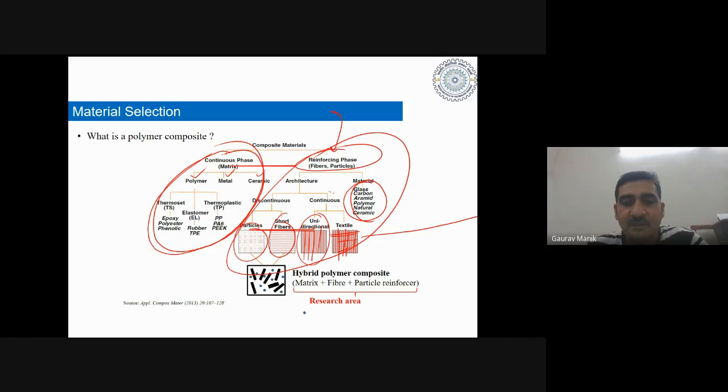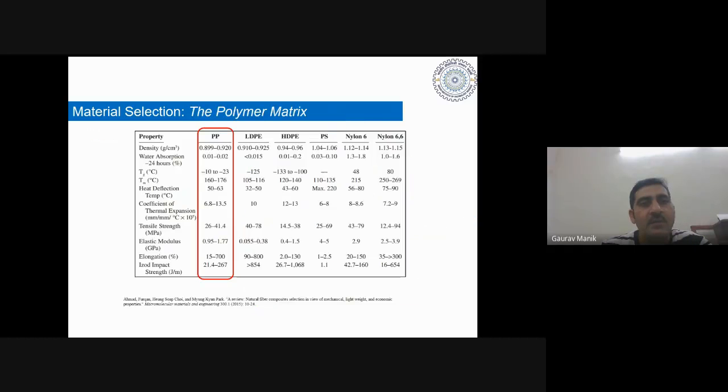Now, the reason it is called reinforcing is because these fibers that you see or the particles that you see tend to strengthen some of the properties of the base polymer. So this is the general concept of polymer composite. You have a whole range of polymers. You have PP, LDPE, HDPE, polystyrene, nylon 6, nylon 6,6, several of these polymers and their different properties.